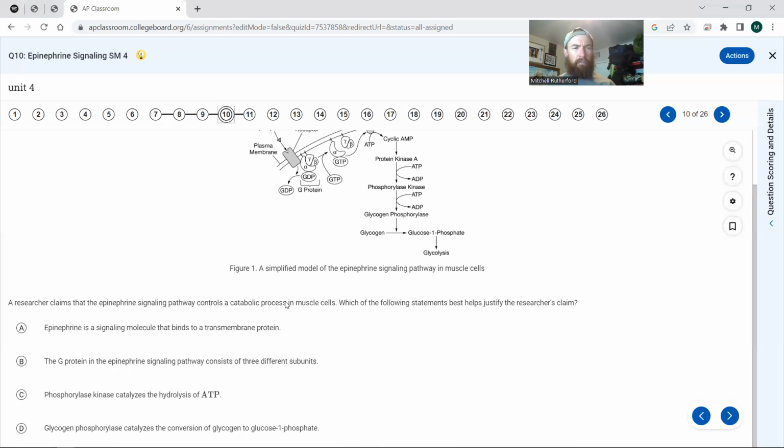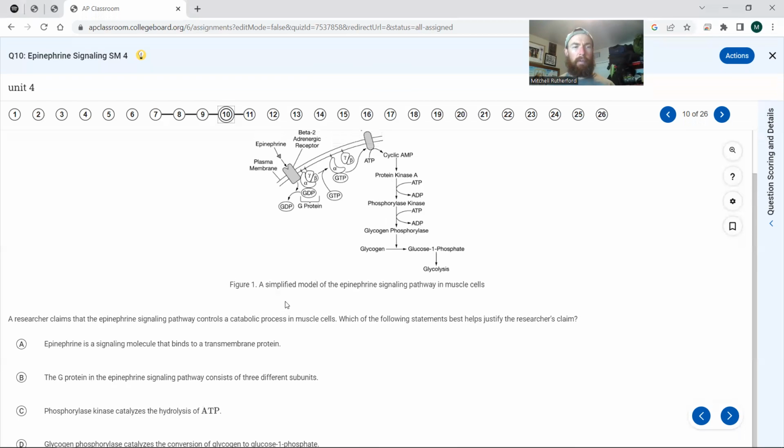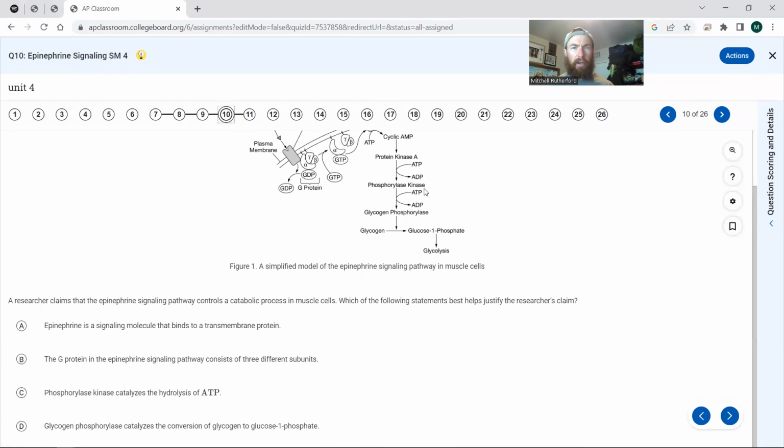Let's try C and D. Phosphorylase kinase catalyzes the hydrolysis of ATP. Hydrolysis, cutting ATP down to ADP, and in this case down to AMP. But the phosphorylase kinase, oh, it is right there. Cool, phosphorylase kinase says ATP. That's true, but again, this question is asking about epinephrine controlling the catabolic process. That really has nothing to do with this little step in here with phosphorylase kinase.